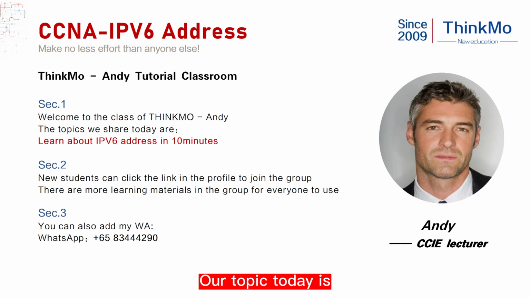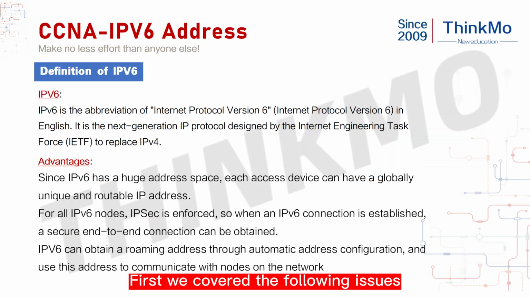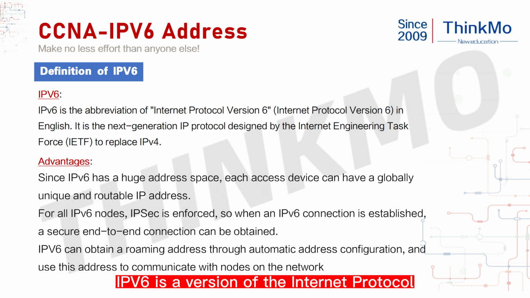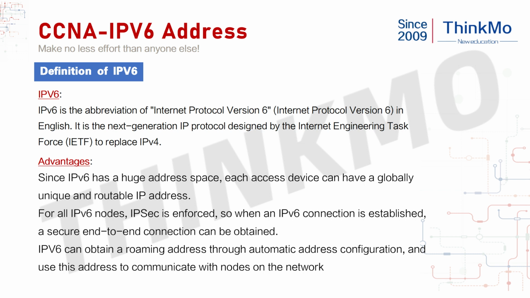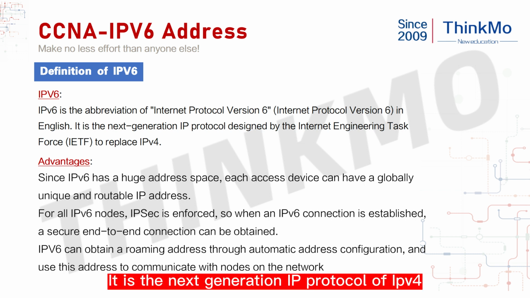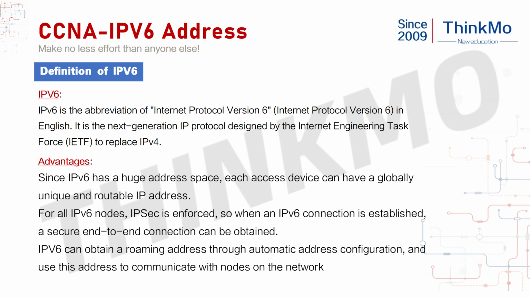Our topic today is IPv6 address representation, structure and classification. First, we cover the following issues. The first point is what is IPv6? Although we did in the last issue, now we're also going to mention it briefly. IPv6 is a version of the Internet Protocol. It is the next generation IP protocol of IPv4.